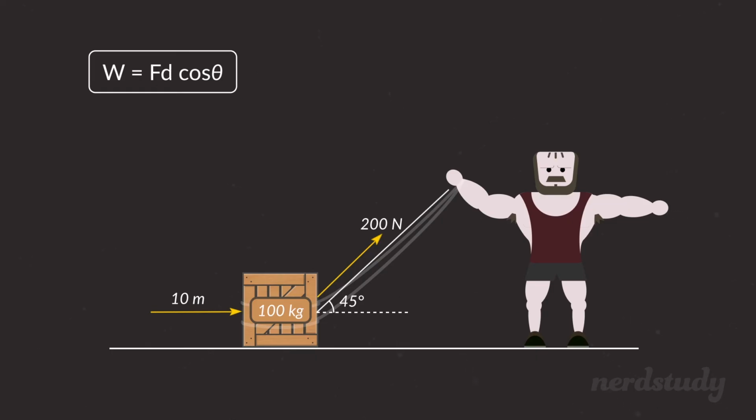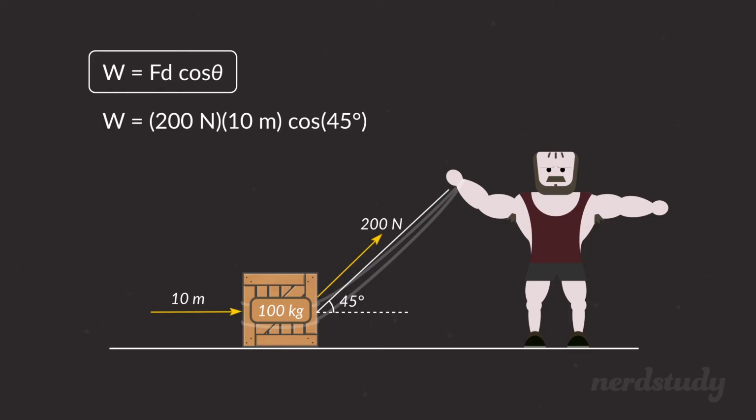Remember, F is the magnitude of the force. We know the magnitude of the force applied by the rope, it's 200 newtons. As for d, that's the magnitude of the displacement. Well, the box moved 10 meters to the right, so d is 10 meters. As for theta, that's the angle between the displacement and the force. Well, the angle between the displacement and the force is 45 degrees. As for the weight in this example, it's actually irrelevant, so we don't even need to consider it at all.